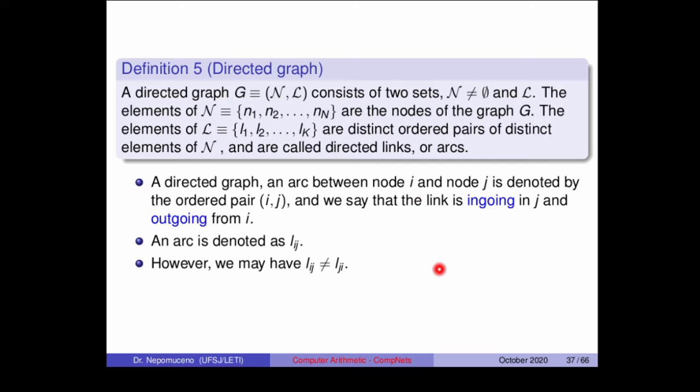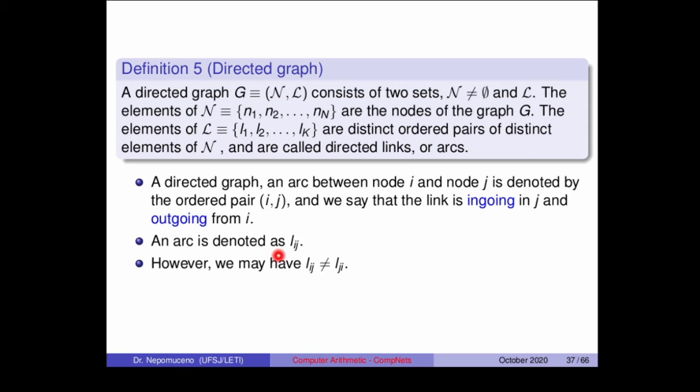A directed graph G, composed of N and L, consists of two sets, N different from 0, and L. The elements of N are the nodes of the graph. The elements of L are distinct ordered pairs of distinct elements of N, called directed links or arcs. In a directed graph, an arc between node I and node J is denoted by the ordered pair I and J, and we say that the link is ingoing in J and outgoing from I.